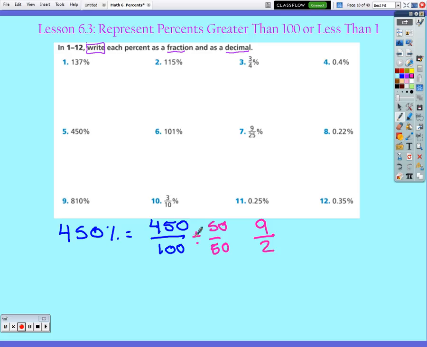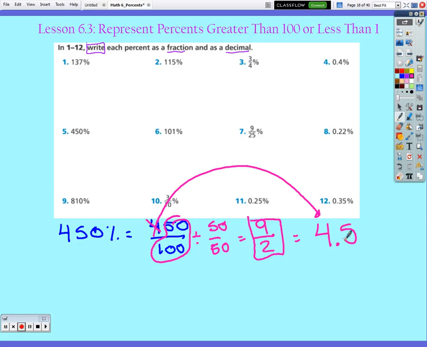So 450% is the same as 9 halves. Now, 450% is equal to 9 halves. This is equal to, as a decimal, if I want to think about this, I have 450%. That is 4 wholes that I have. I have 4 wholes, so that is now gone because that is now this. And now I have 50 out of 100. 50 out of 100 is a half, or 5/10.